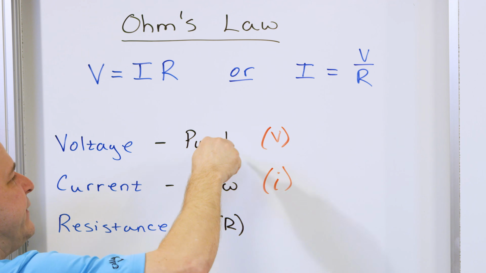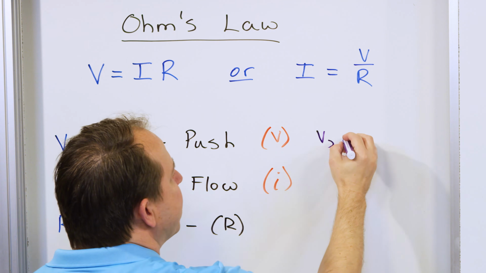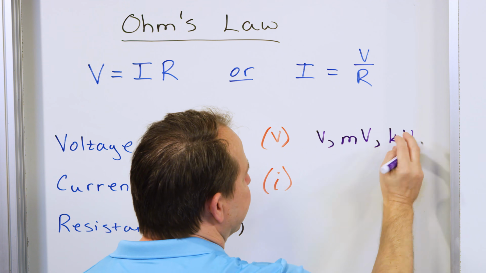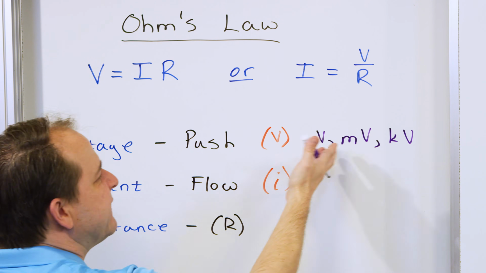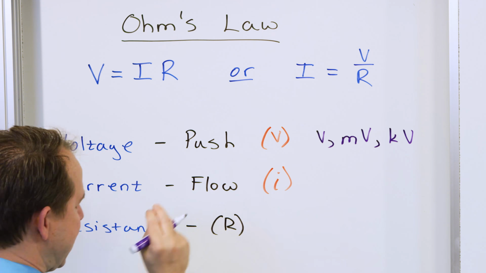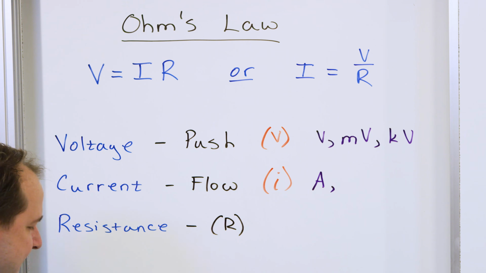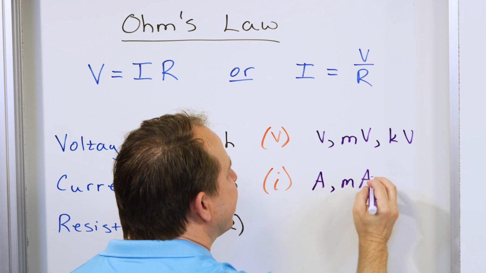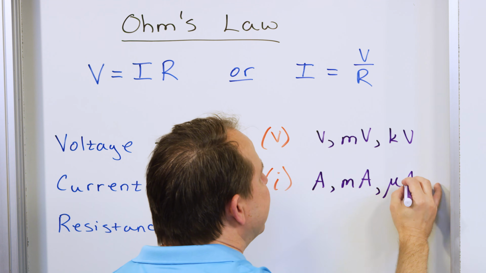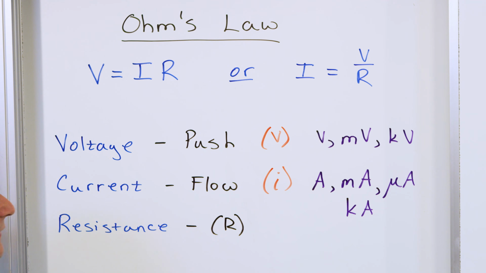Now, the base units of voltage are volts, but of course, we might instead talk of millivolts. That's 1/1000th of a volt. We might talk about kilovolts, which is thousands of volts, but it's just a modification of the basic unit of a volt. Same thing for current. The base unit of current is called the ampere, which we abbreviate A, but we might instead talk about milliamps, which is thousandths of an amp. We might talk about microamps, which is millionths of an amp, and we might talk about kiloamps, which is thousands of amps.